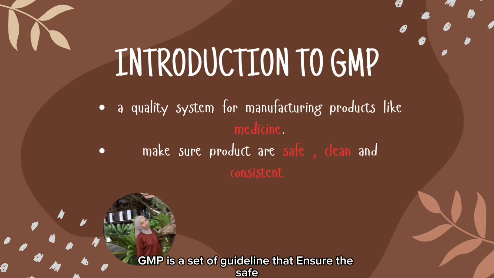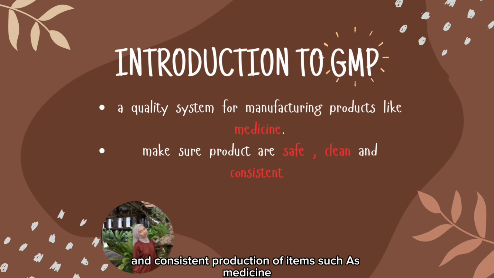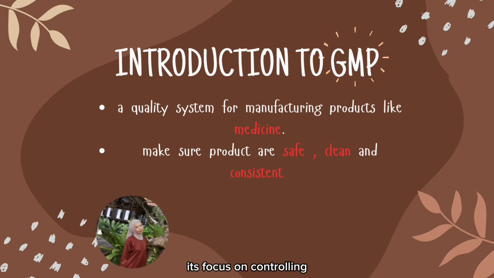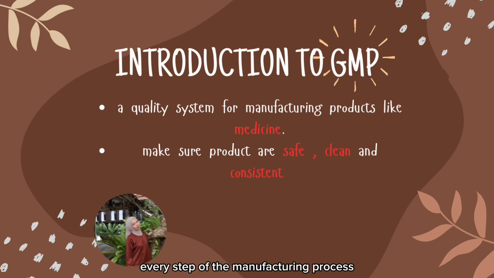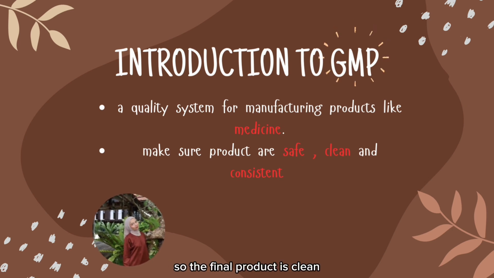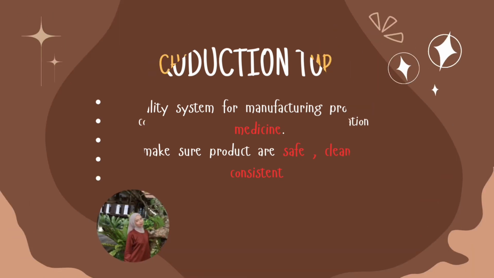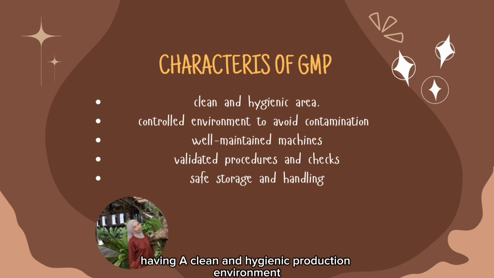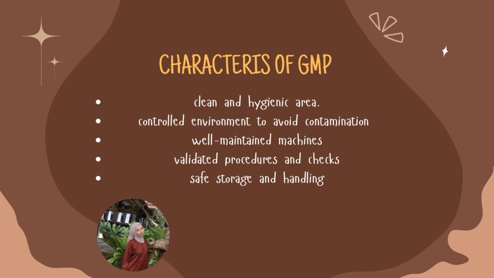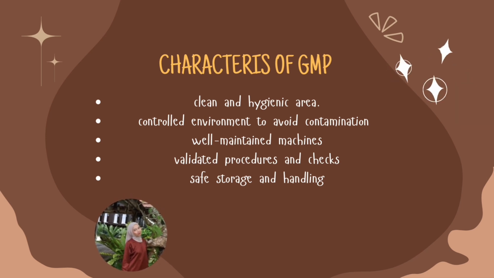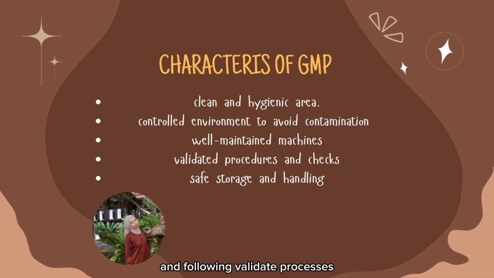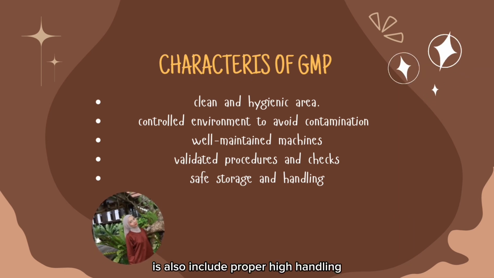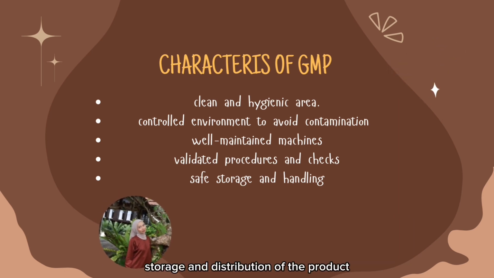GMP is a set of guidelines that ensure the safe and consistent production of items such as medicine. It's focused on controlling every step of the manufacturing process so the final product is clean, safe, and of good quality. Key features of GMP include having a clean and hygienic production environment, controlling conditions to prevent contamination, using well-maintained equipment, and following validated processes. It also includes proper handling, storage, and distribution of the product.